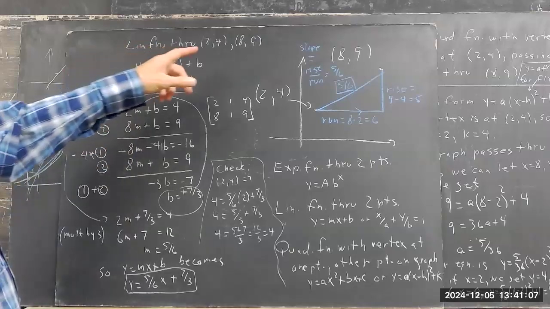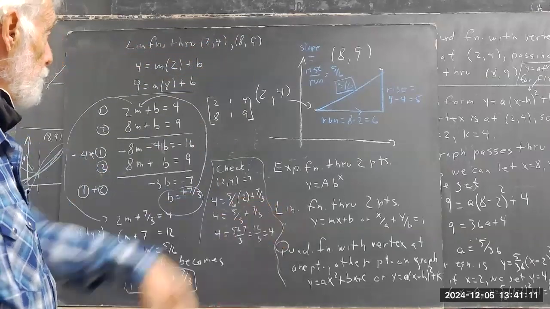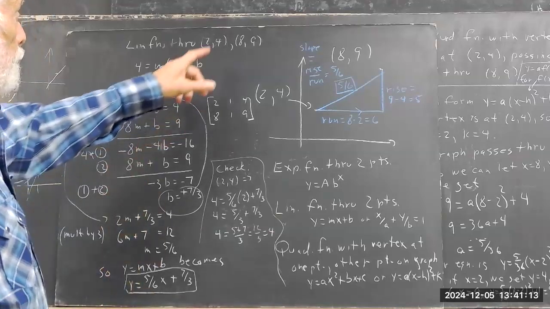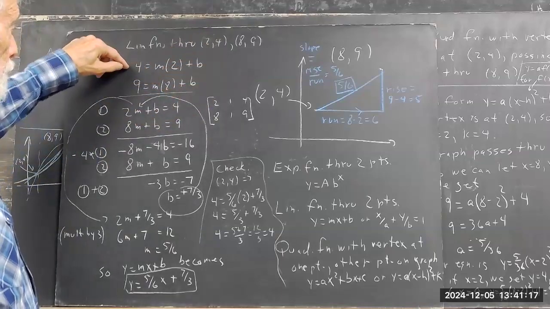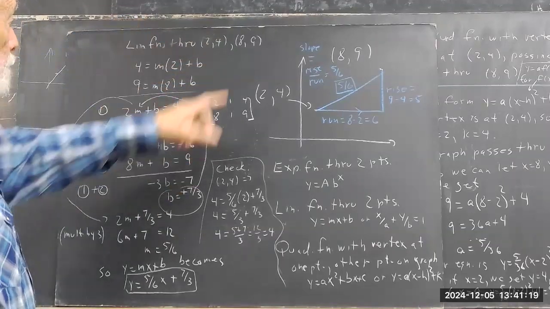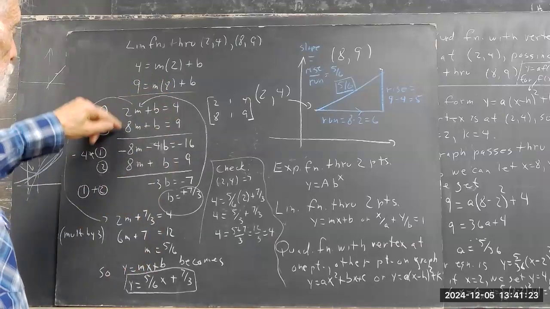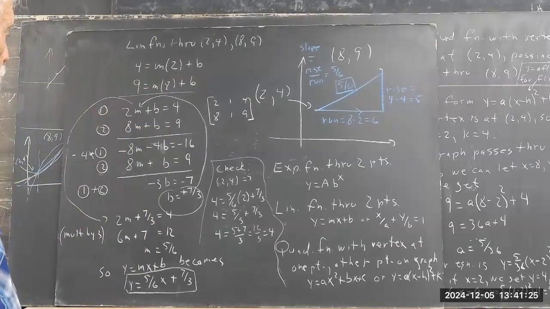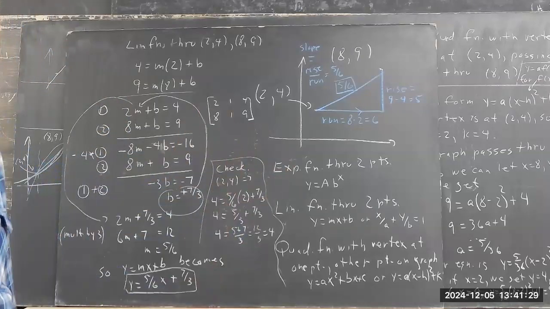real quickly. But a linear function through (2, 4) and (8, 9). We use the form y equals mx plus b, plugging in 2 for x, 4 for y gives us this equation. Plugging 8 for x, 9 for y gives us this equation. We write the equations like this, and we solve them. I solve them by elimination. They could be solved by substitution.